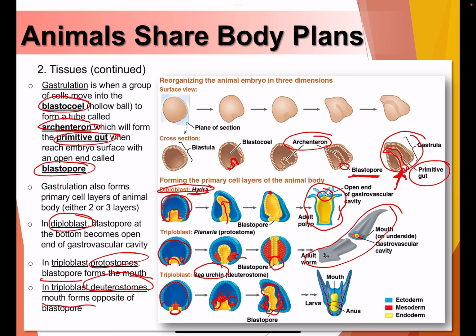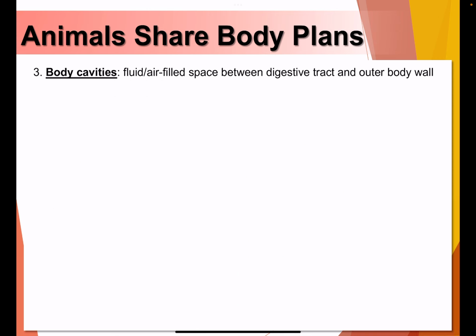And the mouth actually forms on the opposite side of the blastopore, where this open end becomes the mouth and this open end becomes the anus, for example. So that's why you have the mouth on the top and the anus at the bottom. And those are the different ways of development between two triploblasts, whether triploblast protostomes or triploblast deuterostomes.